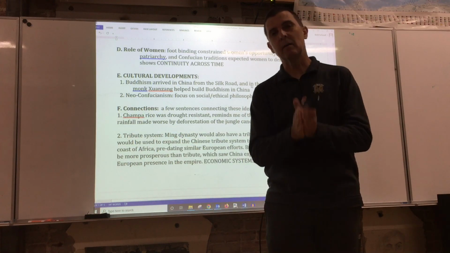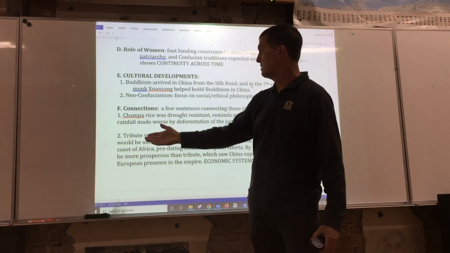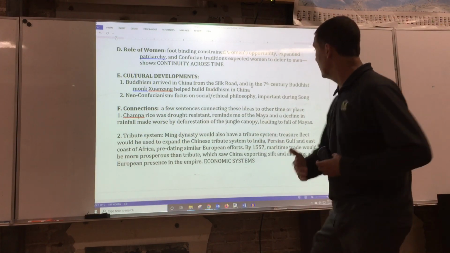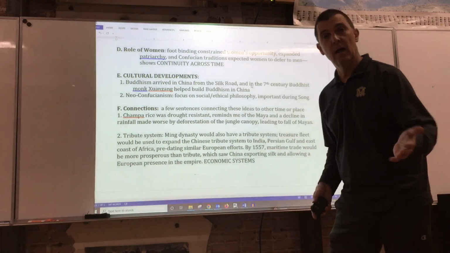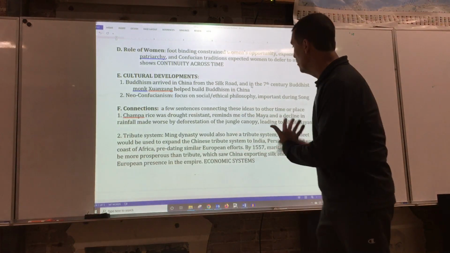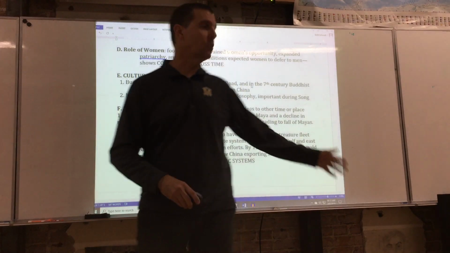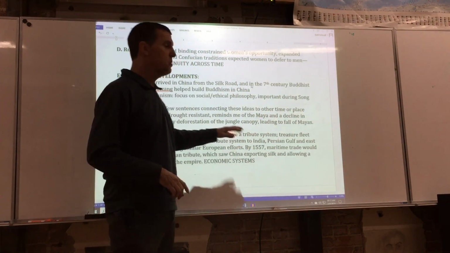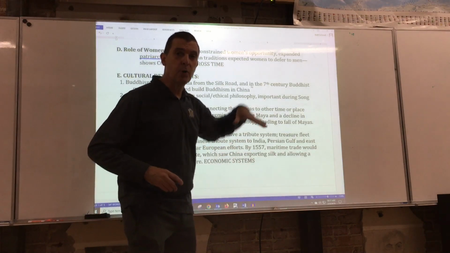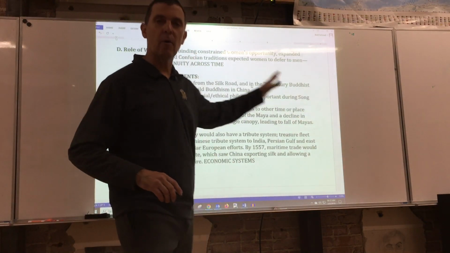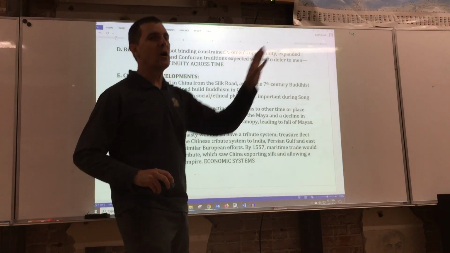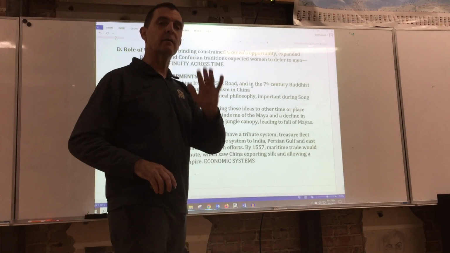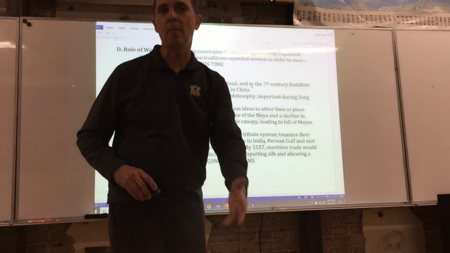So this is for that complexity point. For instance, we know Champa rice was drought resistant, and that reminded me of the Maya and the decline in rainfall that was then exacerbated by their own deforestation of the jungle canopy, leading to the fall of the Mayas in the 800s. So this could be put into your argument if you are already talking about Song China, to try to get that complexity point. I would maybe spell it out with one more sentence, but you're fabulous writers. That helps you so much in this context.